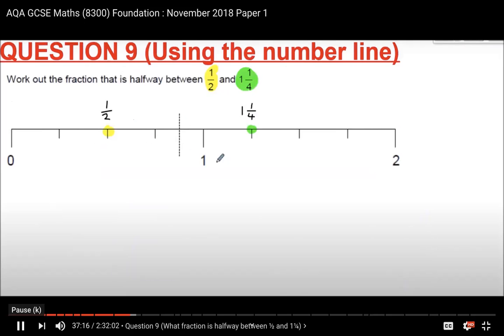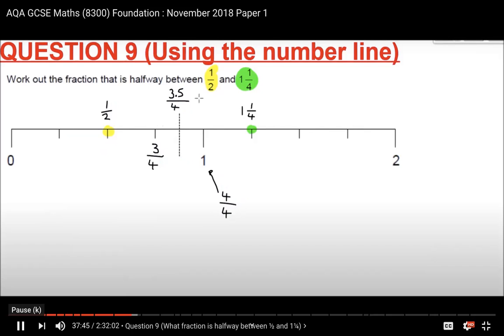So if we look here, again, you need to notice that the fraction line has been divided into quarters. 1/4, 2/4, which is a half, 3/4, and 1. Now 1 is the same as saying it's 4/4. So what's halfway in between 3/4 and 4/4? Well, that would be 3 1/2 over 4.